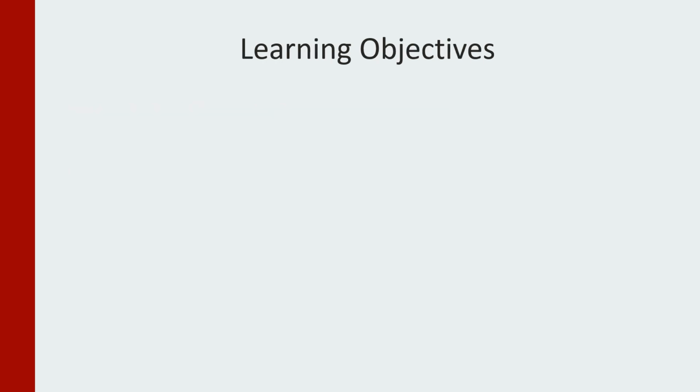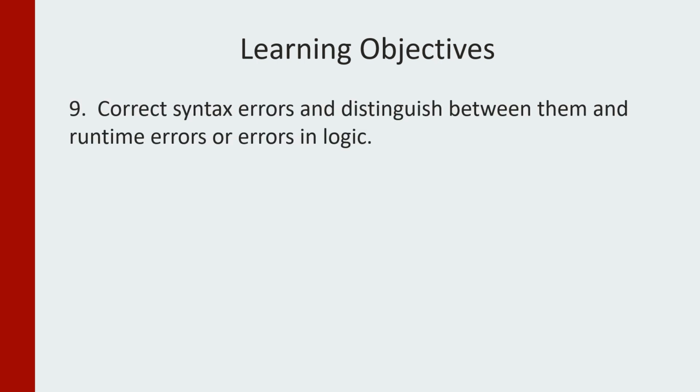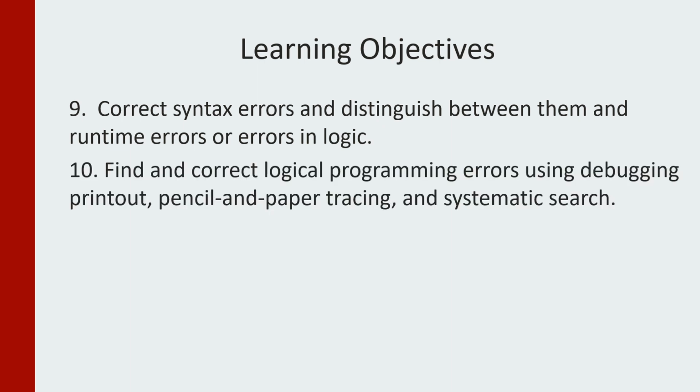As a reminder and to wrap things up, the learning objectives are 9, correct syntax errors and distinguish between them and runtime errors or errors in logic, and 10 is to find and correct logical programming errors using debugging, printout, pencil and paper tracing, and systematic search. So we talked about the differences between syntax, runtime, and errors in logic. And then I actually showed an example of code that had an error in it and then drew by hand to try and figure out what would be wrong.